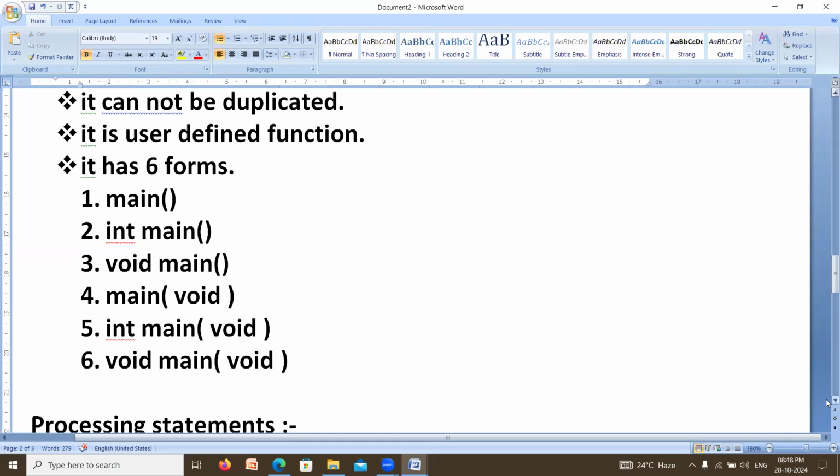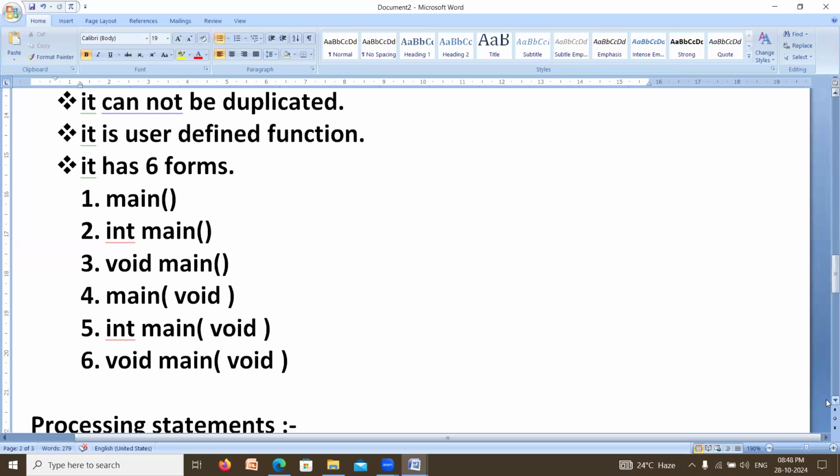Sir, there is one doubt. Ask. As you have said, there are three types of statement: include statement, main method, and processing statement. And in the include statement, you said that stdio.h is known as a header file. So, sir, what is the actual meaning of a header file?